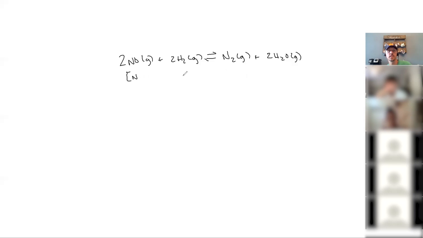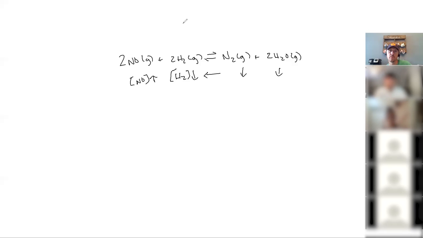Let's make sure we understand this. What if I take away some H2? So if I take away H2, the concentration of H2 goes down. Which way is my reaction going to shift? Towards the reactants. That's exactly right. So it shifts back in this direction. Now the concentration of NO is going to go up, and the concentration of everything on the other side is going to go down. Is that clear to everyone?